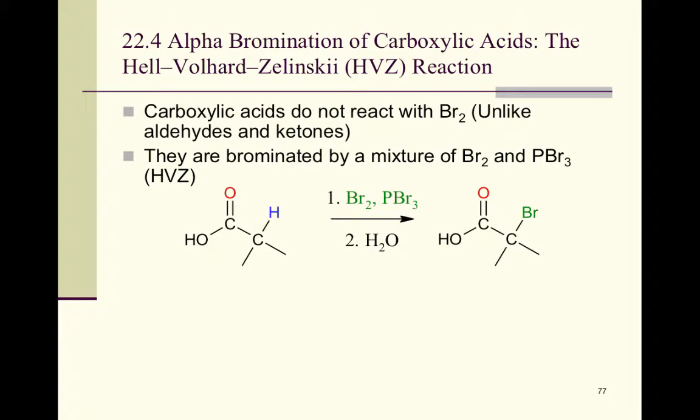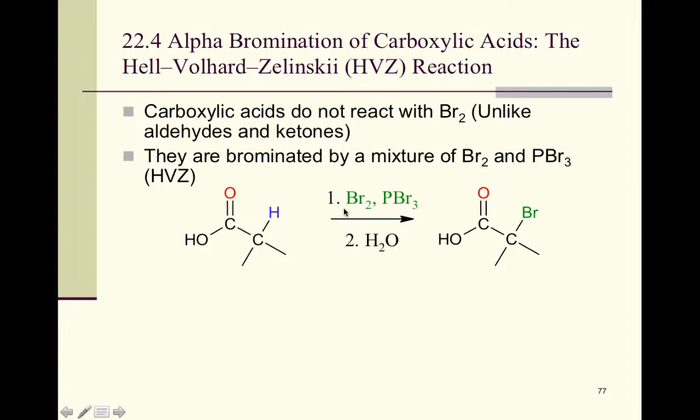Alpha bromination of carboxylic acids, the HVZ reaction. Note that we are using carboxylic acids in this reaction. The previous reaction where we had bromo substitute on the alpha position was when we used aldehydes and ketones. This is now we're looking at carboxylic acids. Carboxylic acids don't use the same reagents as we do with aldehydes and ketones. They're brominated by a mixture of Br2 and PBr3.